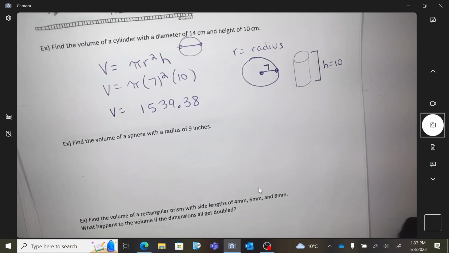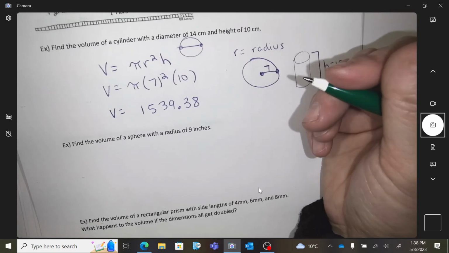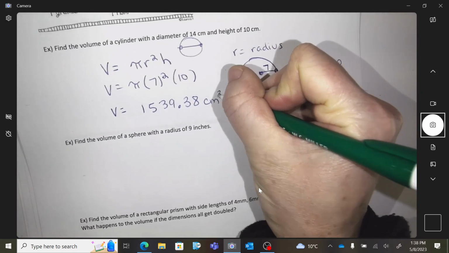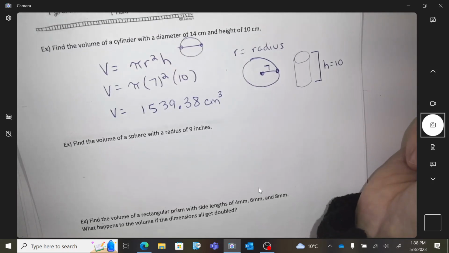Okay, what do we want to do at the end here? Because every time I'm going to give you points for your measurement unit. So, centimeters cubed. Volume is cubic.